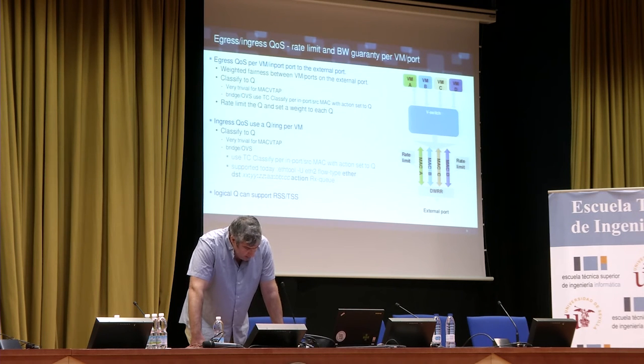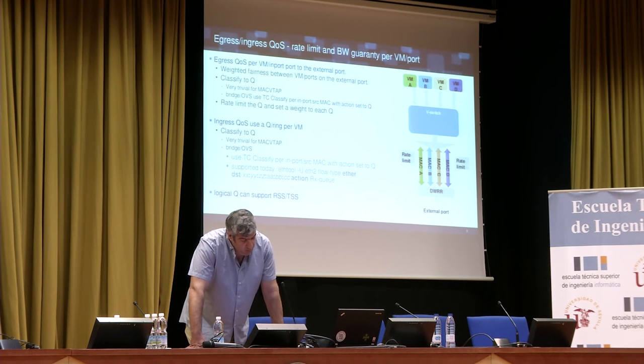It's very, very easy to do it with a MacVTap, because there is a specific queue for each of the MacVTaps. And if it's an Open vSwitch or a Linux bridge, we need to use TC in order to classify them into a specific queue.